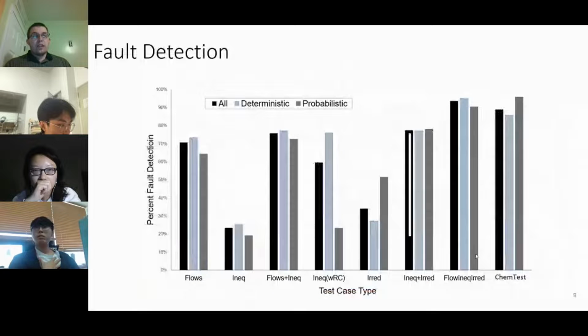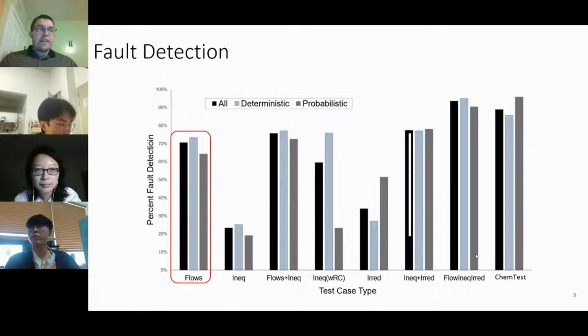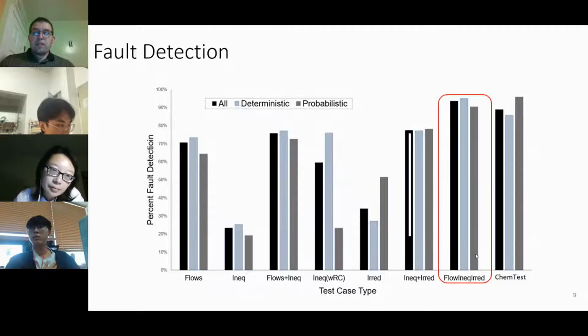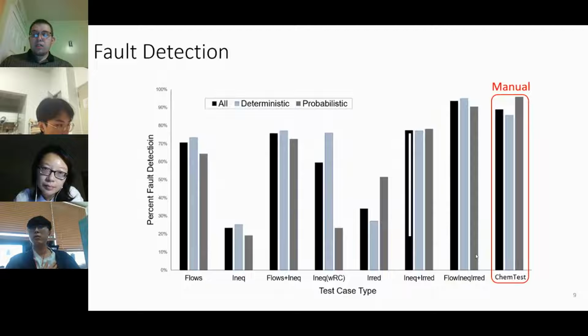When we check the fault detection of these models, looking at the 9 for which we were able to generate manual specifications, we saw that the flows did have a good fault detection ability, but when we used all 3 types of invariants together, we saw fault detection on par with the manually generated specifications from ChemTest. We saw a similar level of fault detection using the invariants in the 4 models without manual specifications as well.